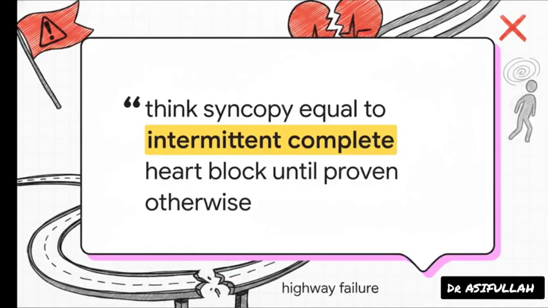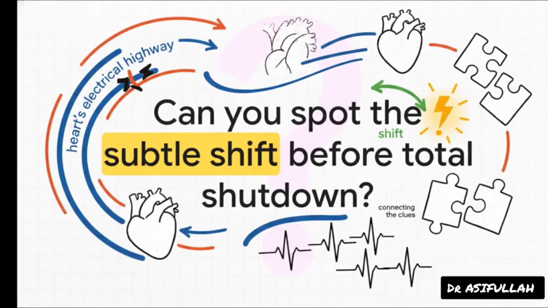Throughout all of this, the central theme is really risk stratification. And the ultimate red flag rule you need to sear into your brain is this: think syncope equals intermittent complete heart block until proven otherwise. If a patient with any fascicular block is presenting with syncope or pre-syncope, you have to treat it as an impending total highway failure.